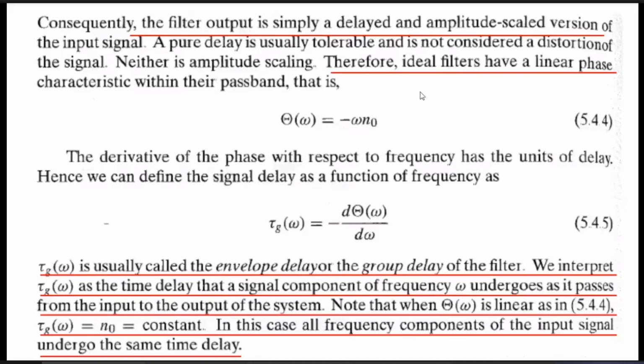So what is the phase characteristic of this? The phase theta(omega) here, in e to the power j theta, the theta part is minus omega n0. If you plot this phase, it is a linear y equals mx characteristic, where m is the constant n0. So this phase is linear.